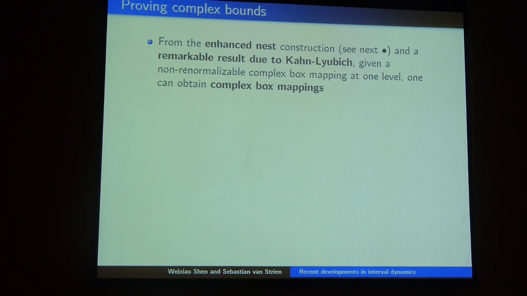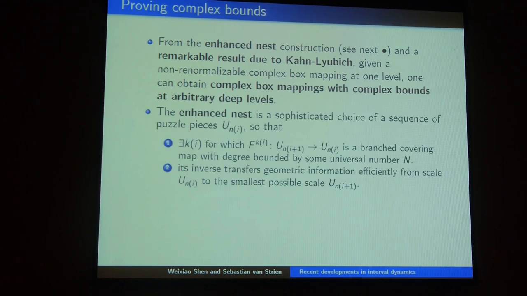And if you use a remarkable result by Carleson, then in fact, if you have some box mapping on one level, then you will obtain these box mappings on all levels with bounds, with these complex bounds. So that's actually in the case where you have a non-renormalizable map. And let me just explain first what this enhanced nest is, without detail.